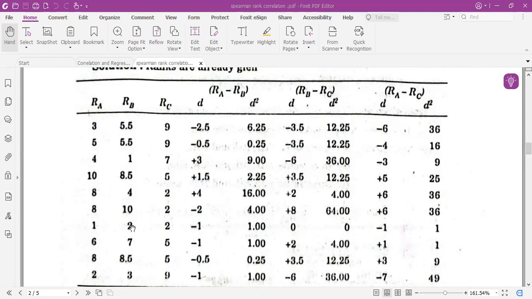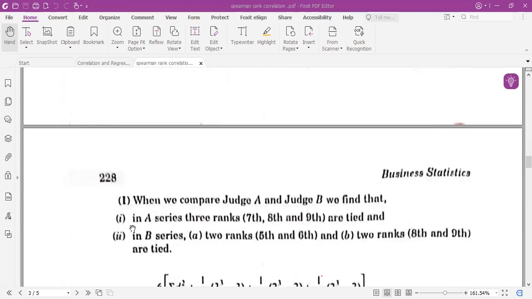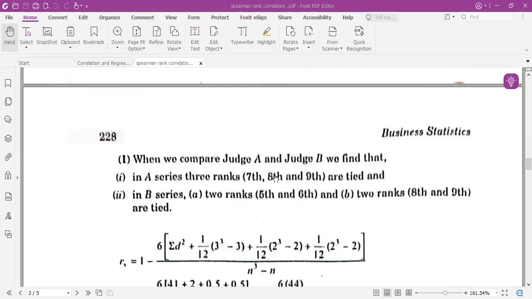For each repetition, you should have one M variable. Since in A three ranks are repeated, 7th, 8th, and 9th, you have M1, so M1 is equal to 3. Then here you have the 5th and 6th rank, therefore you have M2, so M2 is equal to 2. Then one more is M3, the 8th and 9th rank is repeated here. So therefore it is 3. I'm sorry, not 3, it is 2.